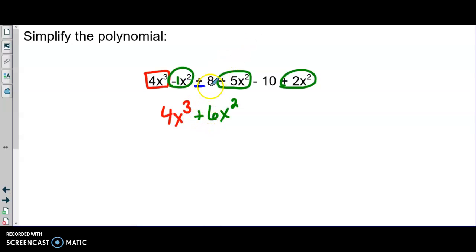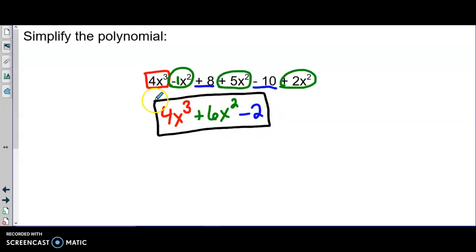And then we're going to look at the next one. We have a +8, which is just a constant. And so we look for other constants, and we have a -10. So -10 + 8, that would give me a -2. And that is my final answer. I can't simplify it any further.